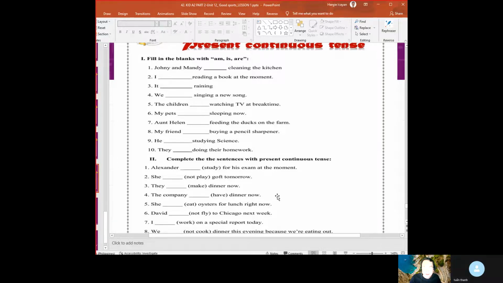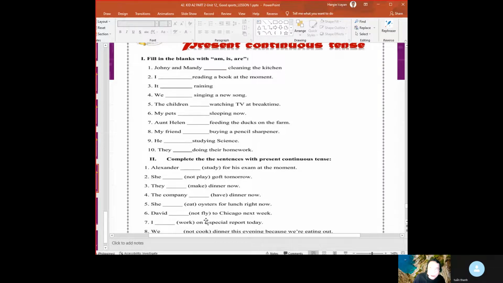Making. Yes. That's correct. Okay. So what would be the correct answer for this? It's are making. They are making dinner tomorrow. That's correct. What about number 4, V?